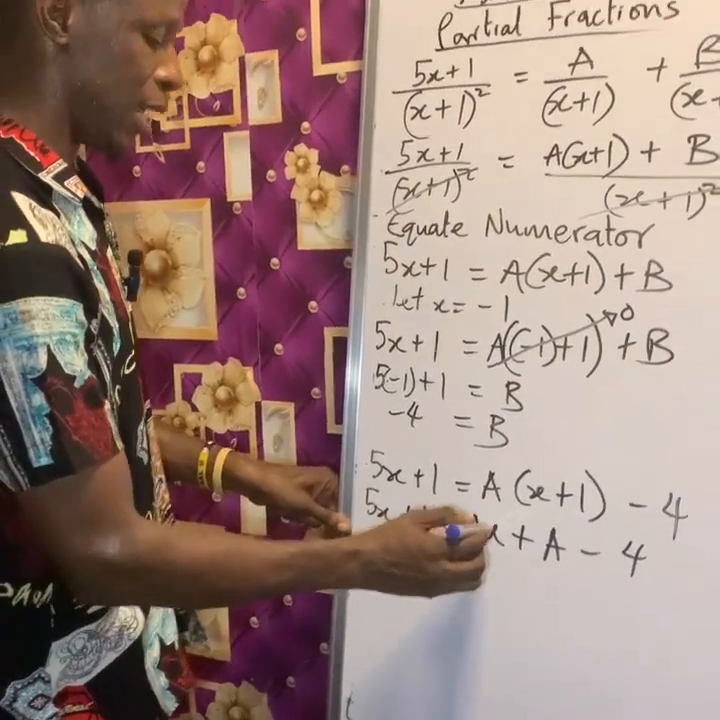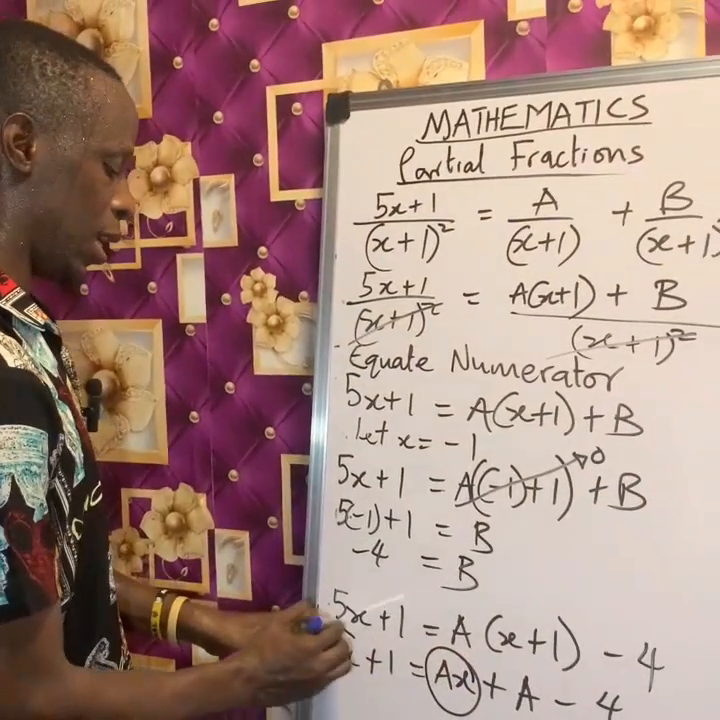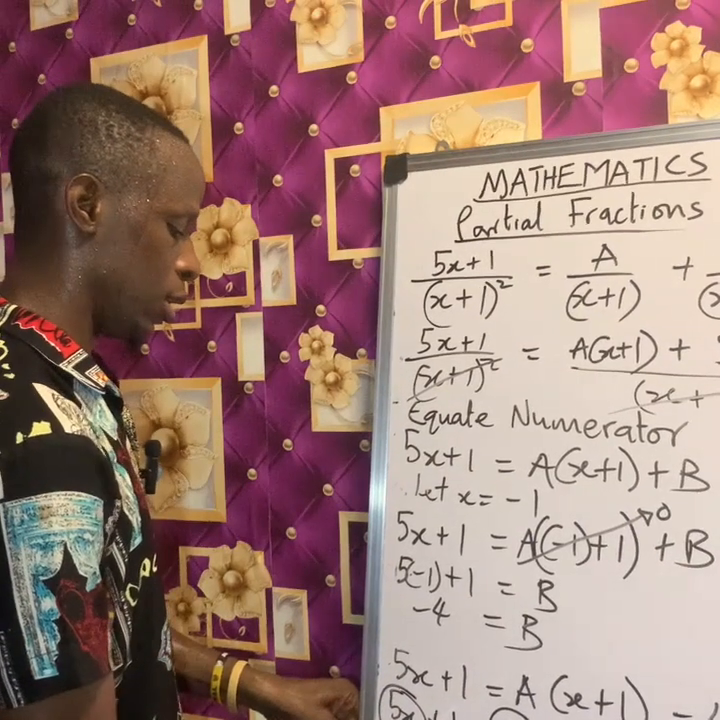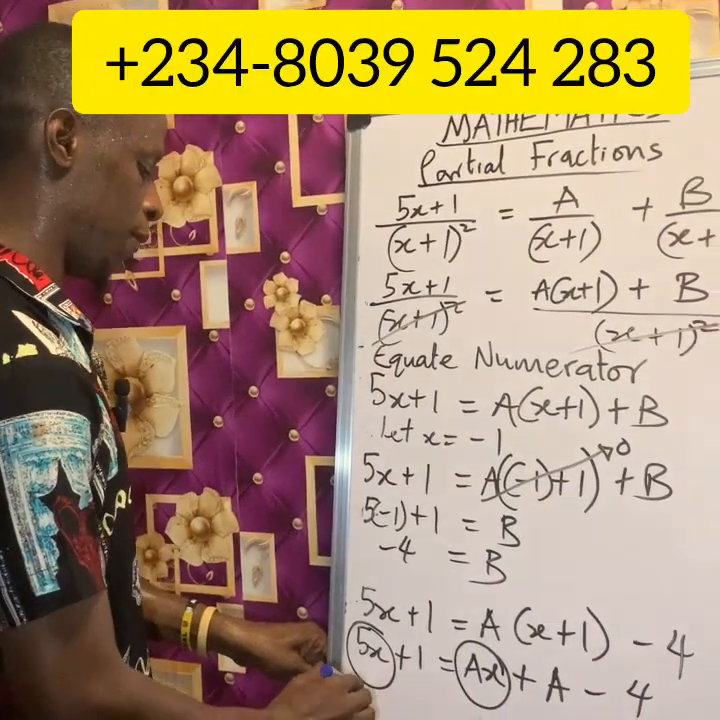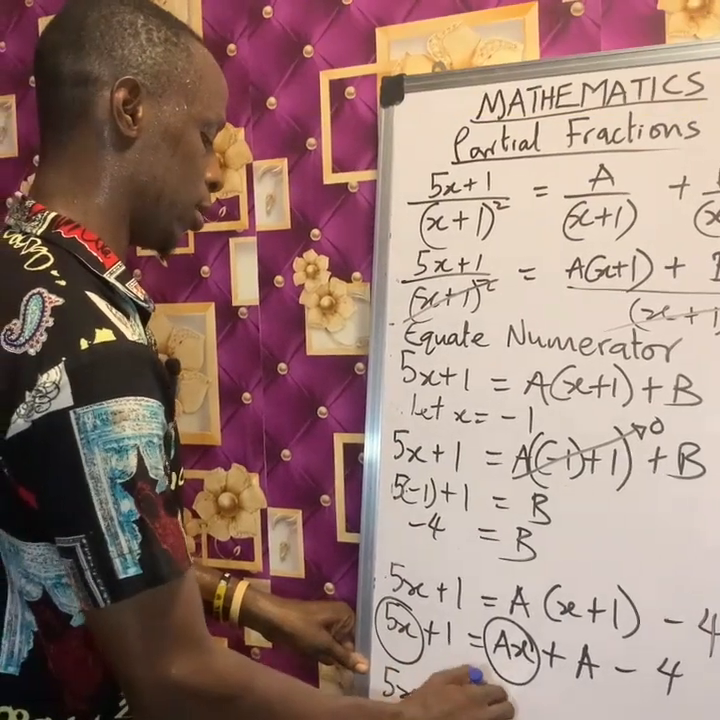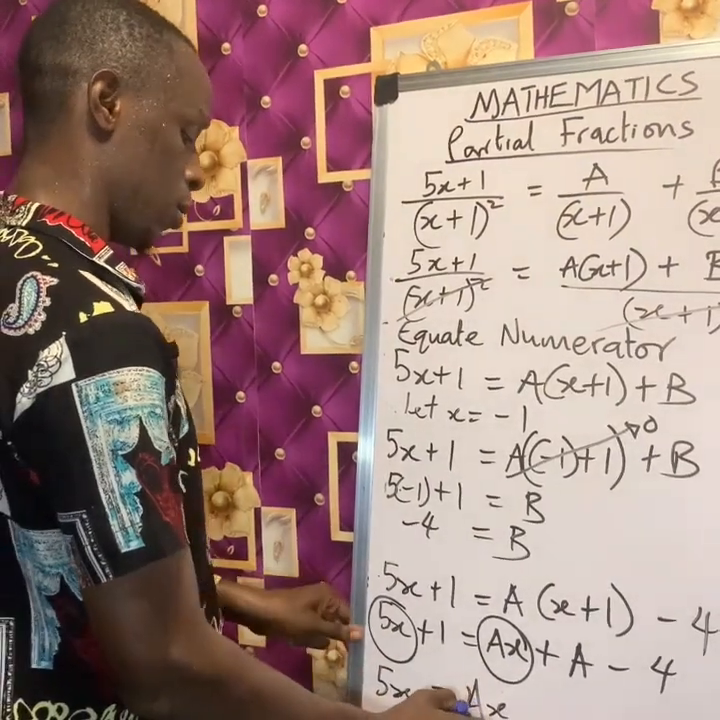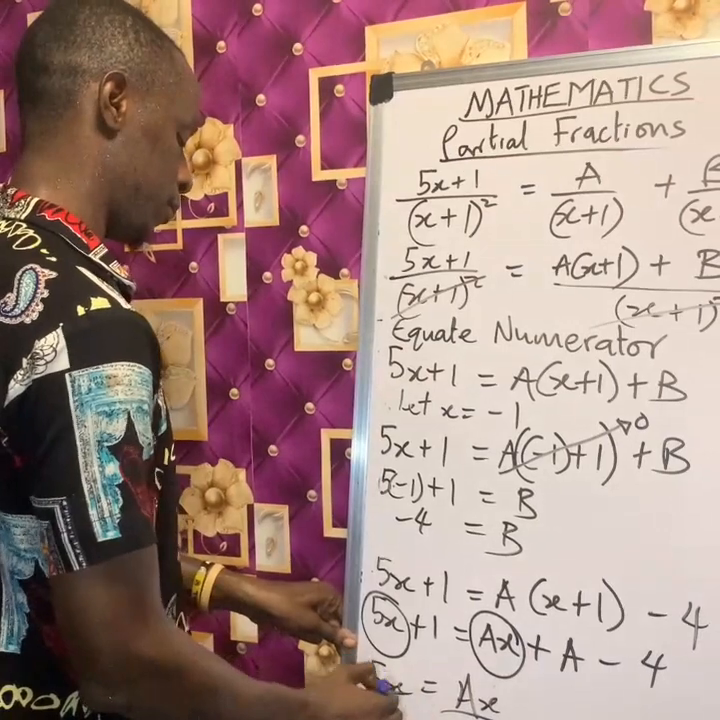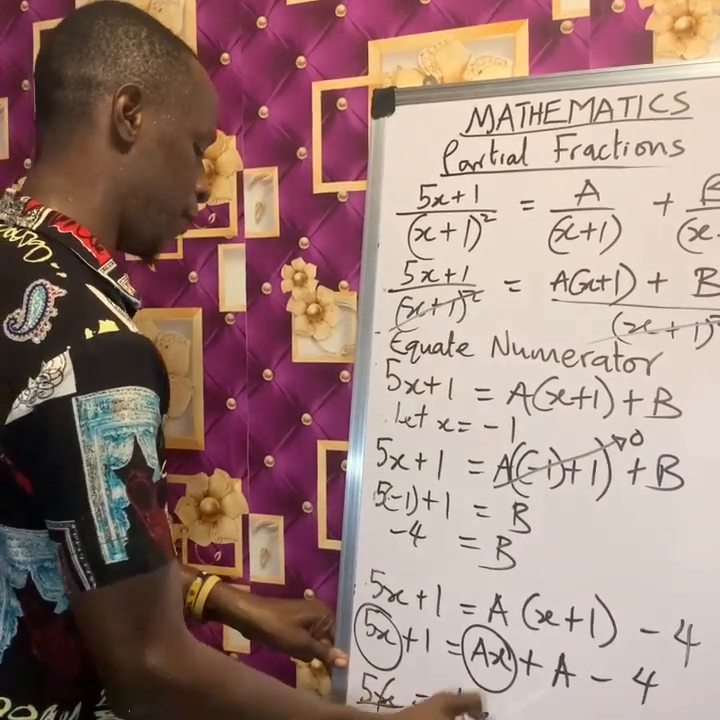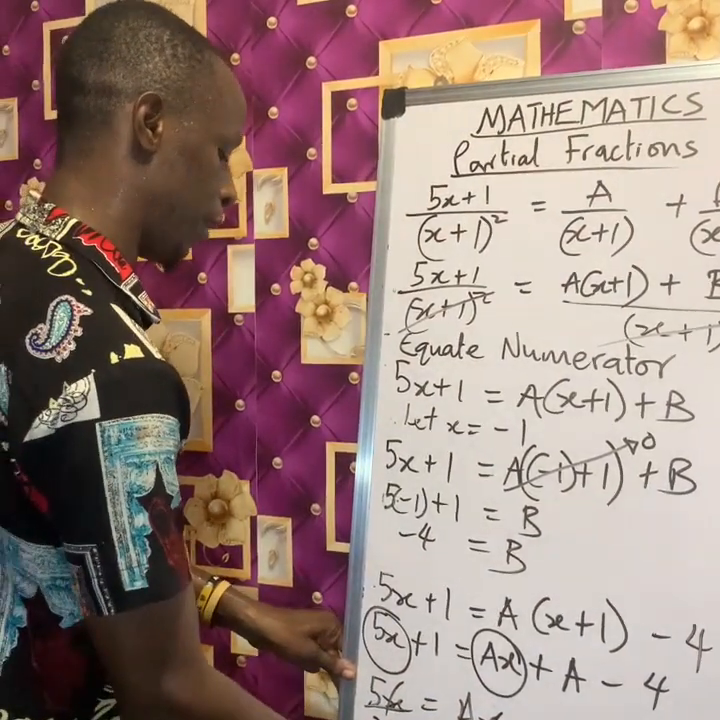Now, coefficients, those that have the variables attached to them, we're going to equate them. This guy is having x here, and this one is having x also here. So I'll say 5x equals Ax. Divide both sides by x. Therefore, A is equal to 5.